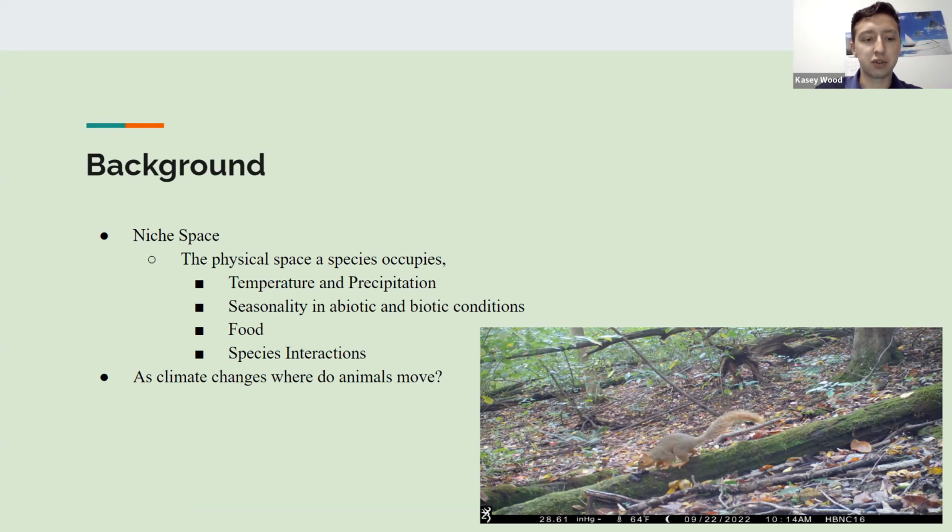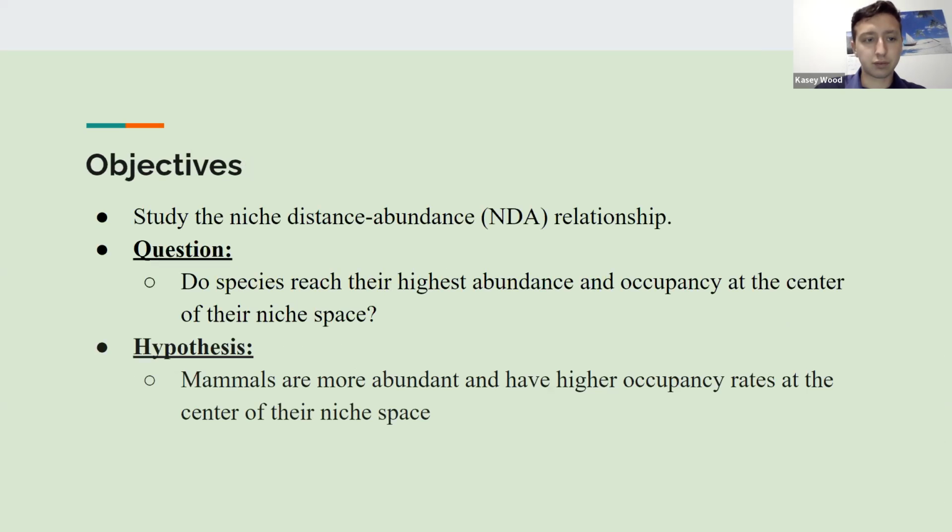Climate change is greatly having an effect on habitats all across the globe, and animals are having to adapt quickly or die off. But for now, what are animals doing? Are they moving? Where are they moving to? So, based on their niche space, we're going to be studying niche distance abundance relationships. So basically, where are these animals going to?